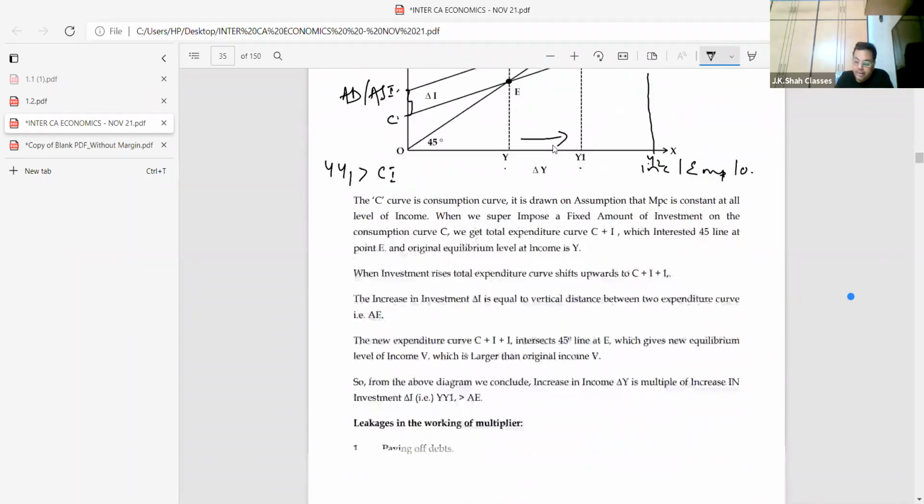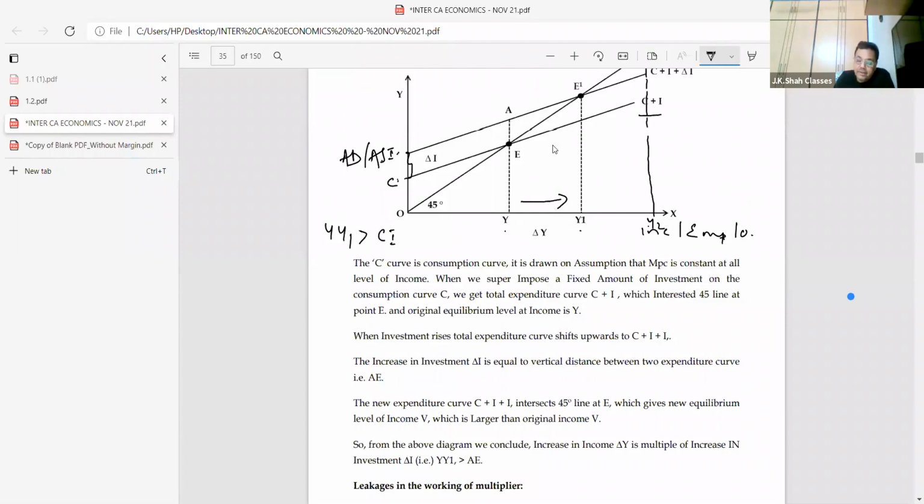Any doubts over here? No doubts? See, it's written over here. Y1, AE was not written. Either I've written IC, you can write it as AE. AE is this part. So imagine, students, this is the increase in income, this is the increase in investment. Investment is this much, income is this much. You can make out the proportion with which it rises.